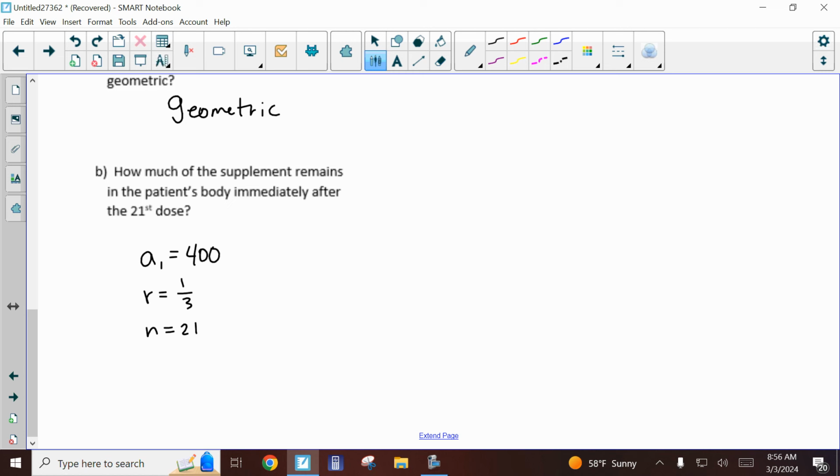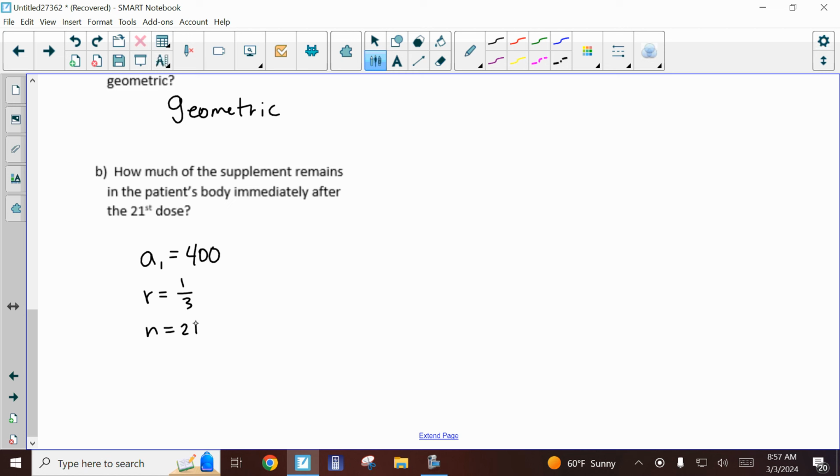So it looks like the person is only taking the 400 milligram dose once, and then each day there's a third left. So here's what's going to happen. We don't have to find the sum of how much dosage he has in his body, because we're not adding to it. So all we're going to do is find the 21st number in the list. So in a geometric sequence, what are we going to find? How much supplement remains in the patient's body? Patient takes 400. I'm just reading this to make sure I have this right. Yeah, so we need to know how much is in his body on the 21st day. Wait a second. I'm reading this wrong. Okay.